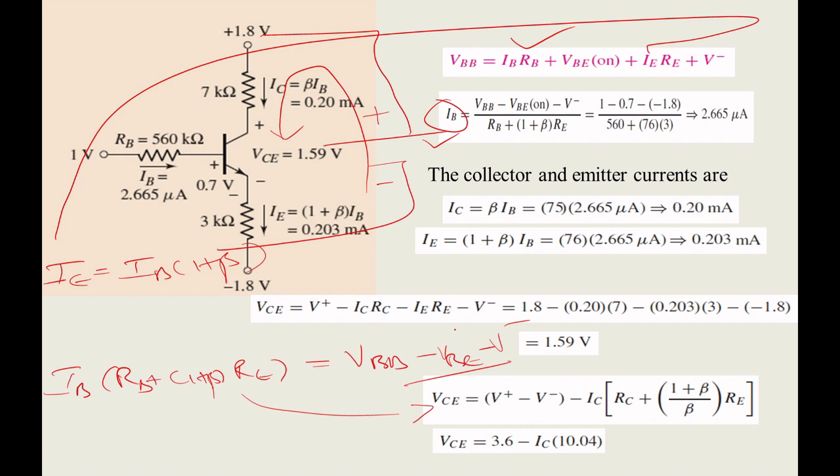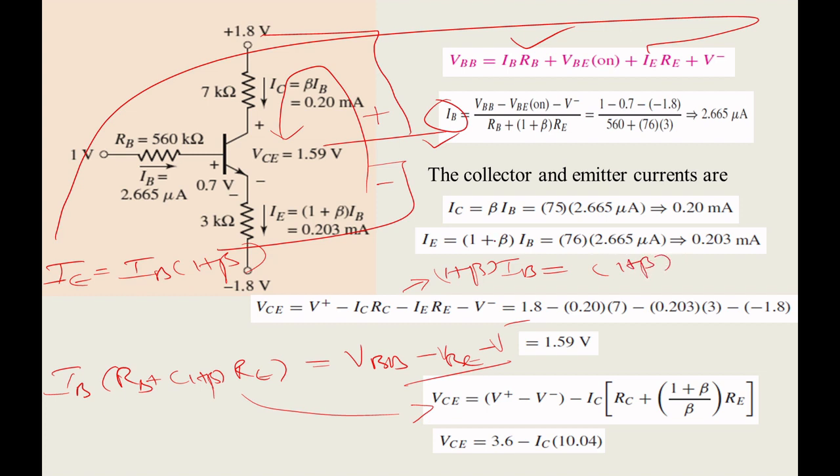You already know IE. IE is nothing but (1 plus beta) times IB, and you can substitute here. Also, you know IB is IC by beta, so that IC will come outside. I hope you understand. Step 1 I have done: IE is 1 plus beta times IB. Then in terms of IC, I want to take this IC outside.